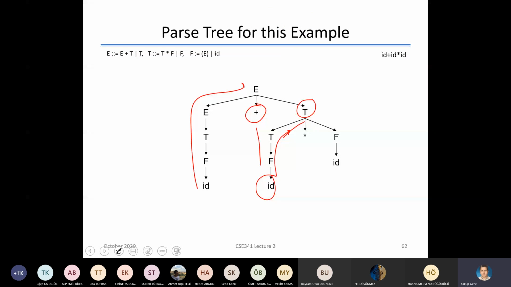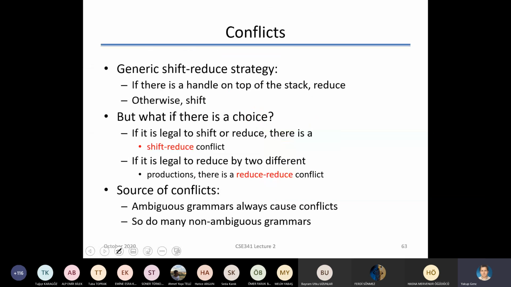So the generic shift-reduce strategy is that if there is a handle on top of the stack, you reduce, otherwise you shift. So this is the first conflict resolution. It says I will try to reduce first always. If you don't shift, but you always reduce when you are able to, this is actually telling that you are doing some sort of a rightmost derivation. It's clear, right? So it's always a rightmost derivation.